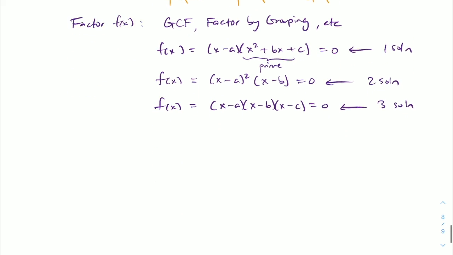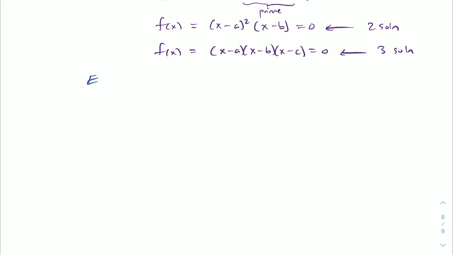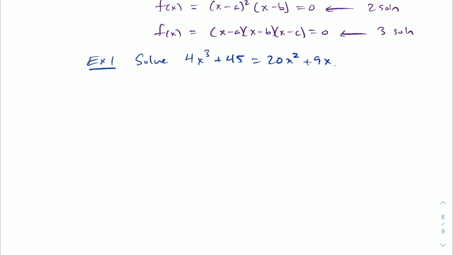All right, so let's look at an example. Let's solve the following cubic equation: 4x cubed plus 45 equals 20x squared plus 9x. And we'll solve by factoring, and then we'll also check our work with a graph. So first thing we need to do is move all the terms to one side. So let's move the 20x squared over and the 9x over. Then let's rearrange a little bit, and put it in decreasing order like this.